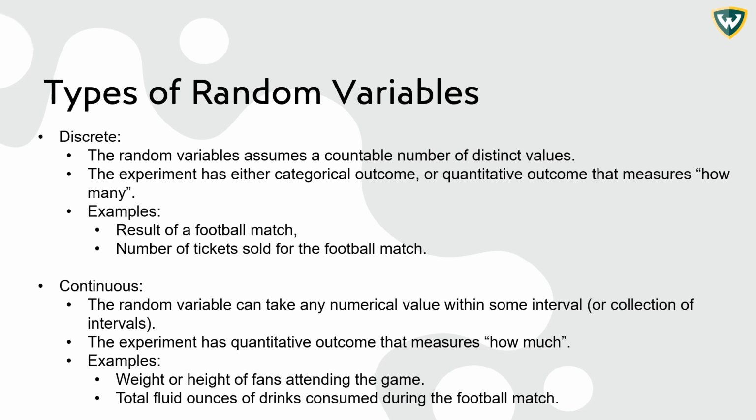As for examples, weight or height of fans attending the game. A fan's weight or height is a continuous variable because it could be any real number within a certain range, for example 150.5 pounds or 175.2 pounds. It can take values with decimals and isn't restricted to whole numbers. Another example is the total fluid ounces of drinks consumed during the football match. The total amount of liquid consumed can be any number of ounces, and it can vary continuously, for example 32.5 ounces or 47.2 ounces. The value isn't restricted to integers, making it continuous.